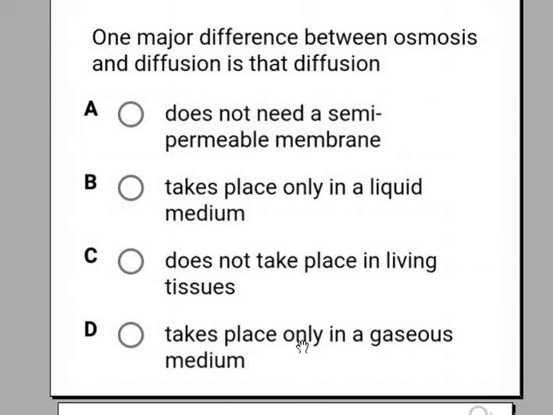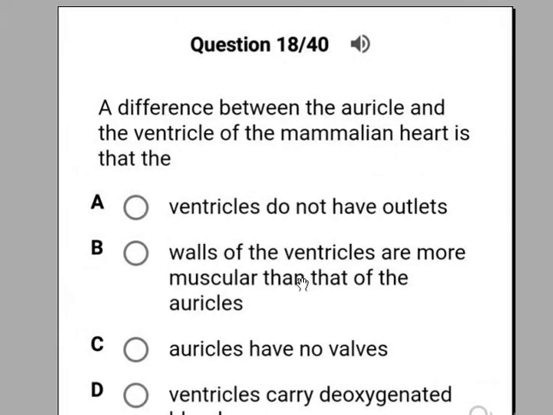We all know that osmosis needs a semi-permeable membrane, while diffusion does not require a semi-permeable membrane. So this is the difference. A is the best option. So moving to the next question, which is 18.